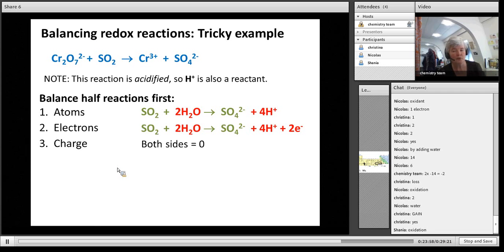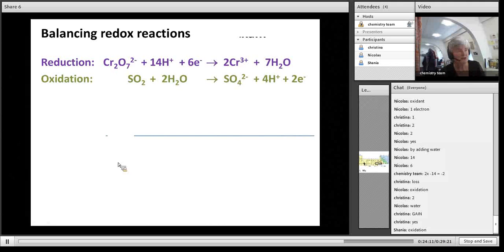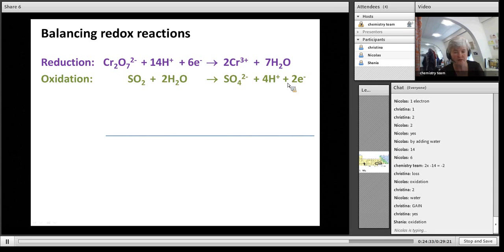Now remember what I said, the next step is to make sure that we get the total number of electrons gained to be equal to the total electrons lost. We can't have electrons disappearing or appearing. So here I've written them out again. Now, do you notice I've got six electrons being gained, but only two electrons being lost? What can I do to make them equal? So I need to have equal number of electrons lost and gained.